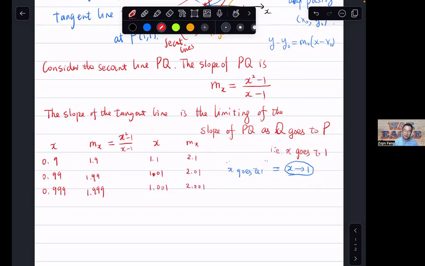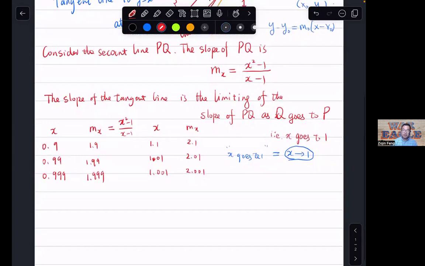You can see that, not hard to see. This limit, mx, is getting closer and closer to 2, right? So by the observation, we know that as x goes to 1, then mx goes to 2. So now the tangent problem is solved, right?